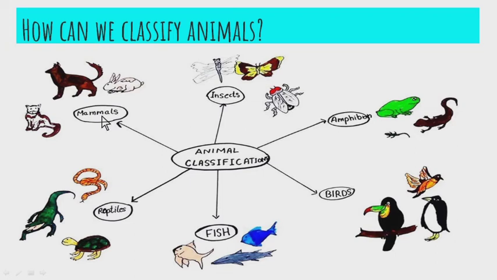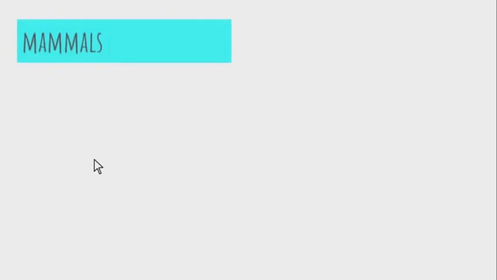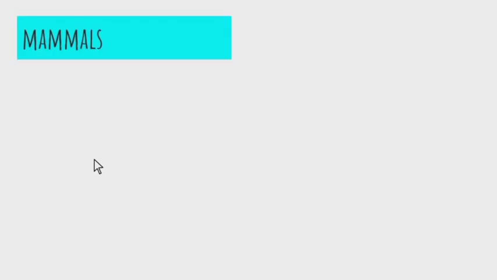Alright, when some animals have the same feature, we say they share a common characteristic. Common characteristics enable us to classify animals into groups. Animals in the same group share special characteristics that cannot be found in other groups. Let's discuss each group one by one. The first one, mammals.